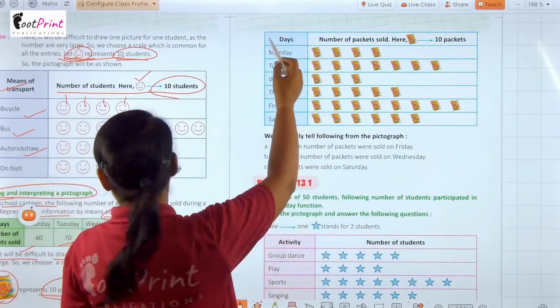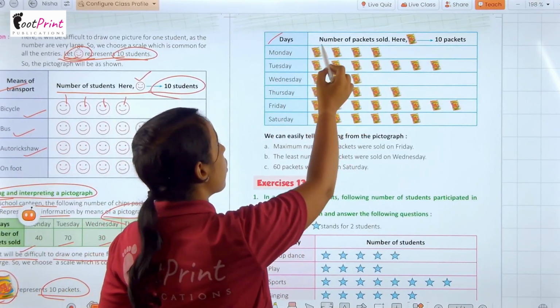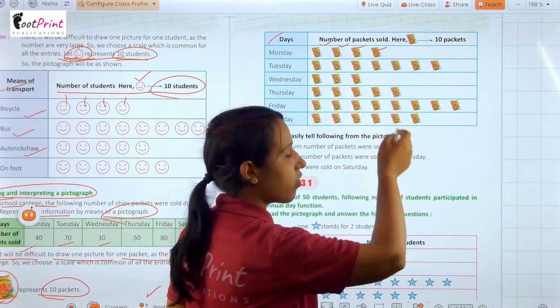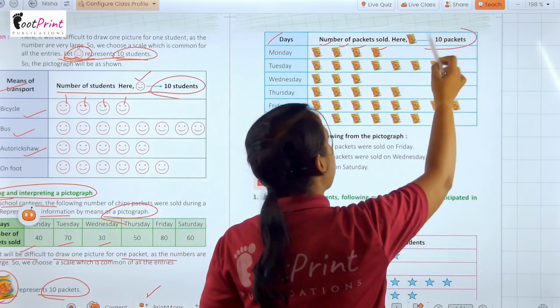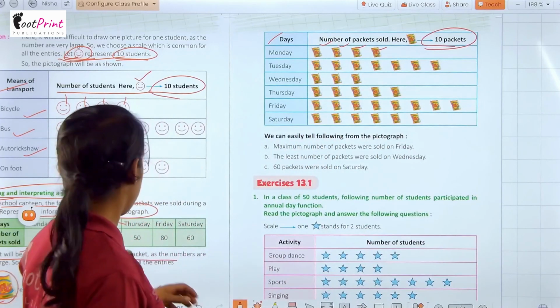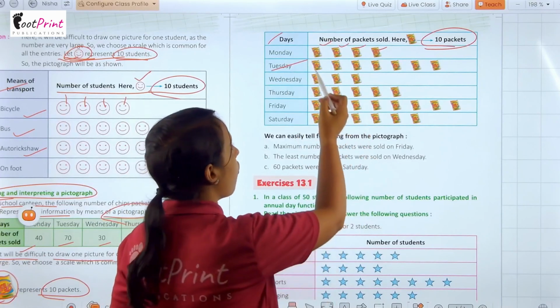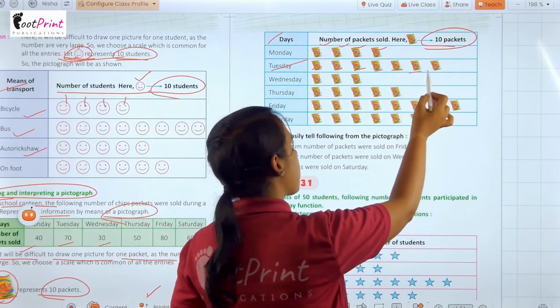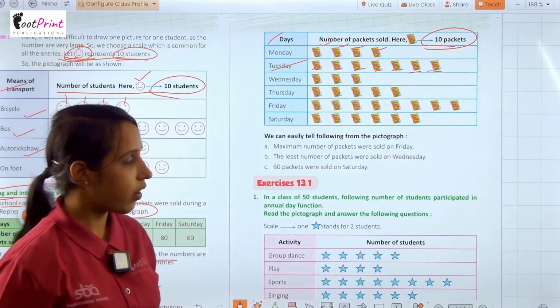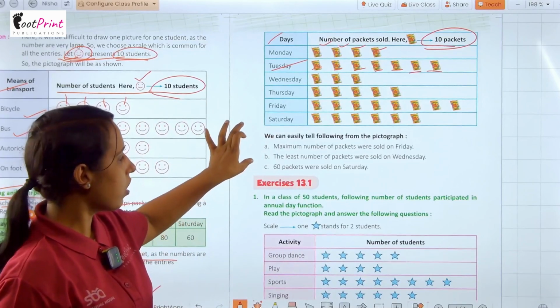On Monday we have 40 packets. So 1, 2, 3, 4 pictures we will draw here because one packet shows 10 packets. On Tuesday 70 packets were sold. So 1, 2, 3, 4, 5, 6, 7 packets we made here. So just like that you can do this.